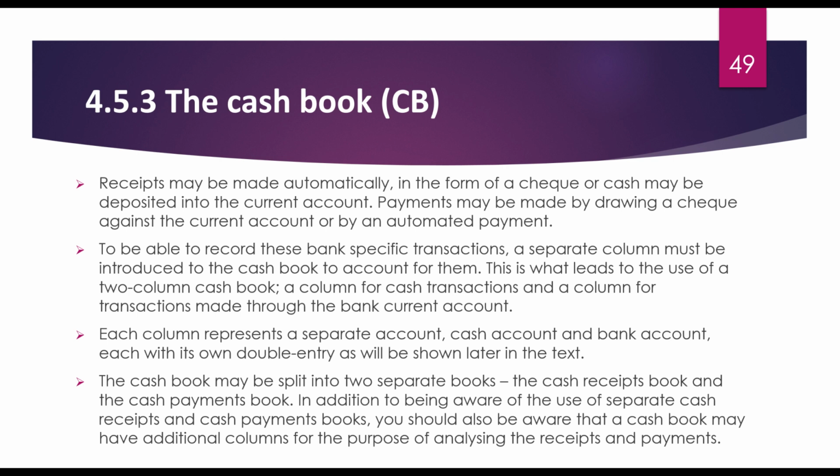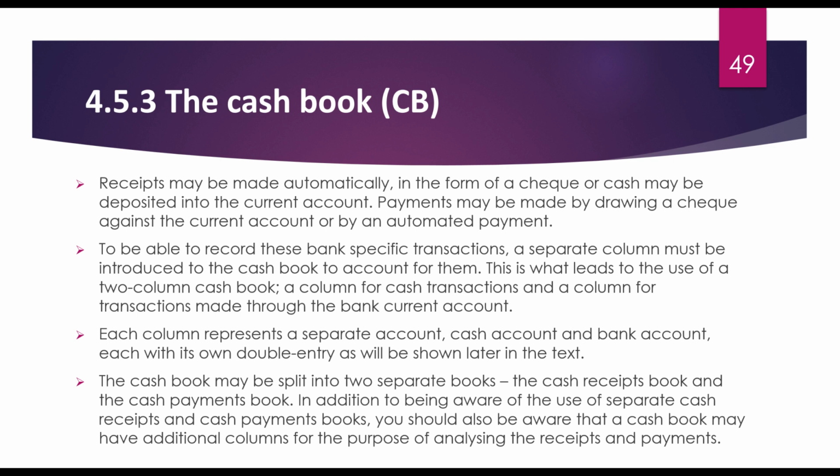To be able to record these bank-specific transactions, a separate column must be introduced to the cash book to account for them. This is what leads to the use of a two-column cash book, a column for cash transactions and a column for transactions made through the bank current account. Each column represents a separate account, cash account and bank account, each with its own double entry, as will be shown later in the text.